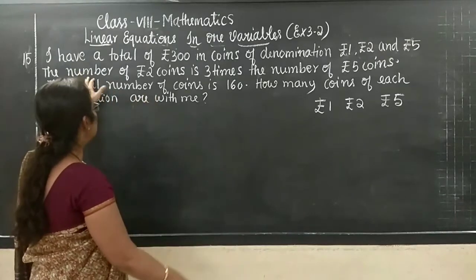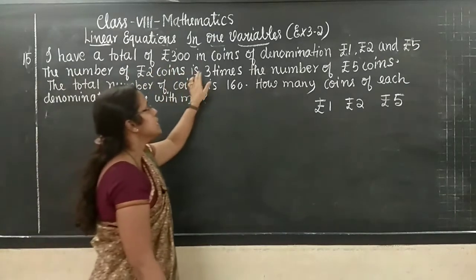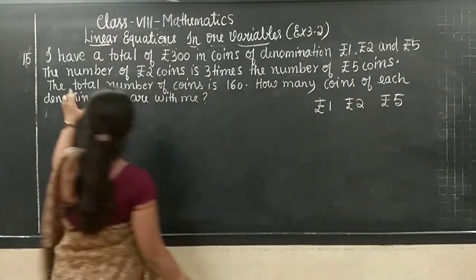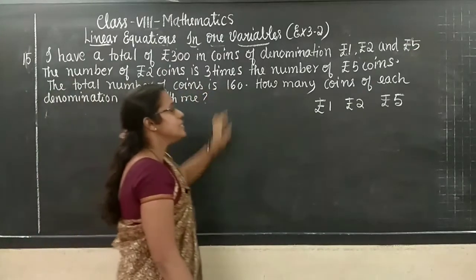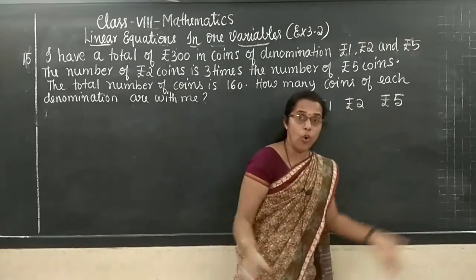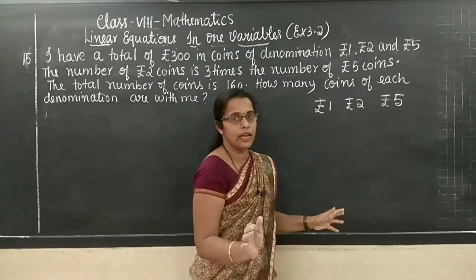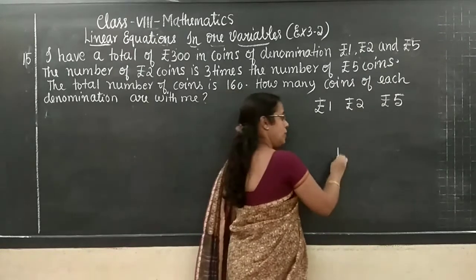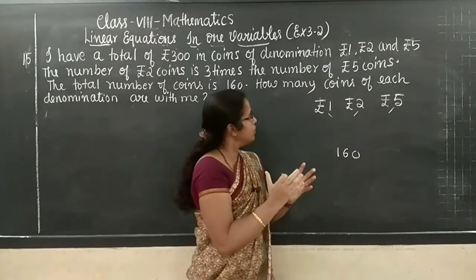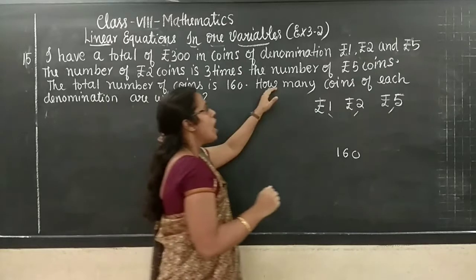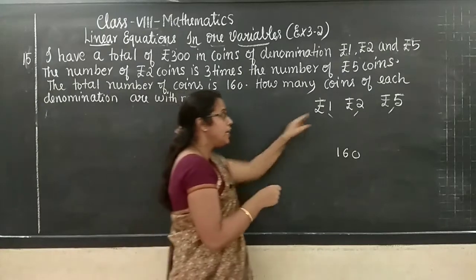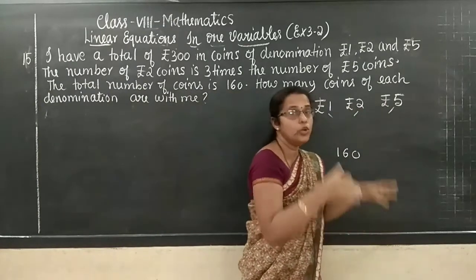Then what is given? The number of 2 rupee coins is 3 times the number of 5 rupee coins. Also given, the total number of coins is 160. Total coins of 1 rupee, 2 rupee, and 5 rupee, 160 coins are there in total. So now what you have to find out is how many coins of each denomination are with me. These are to be found.